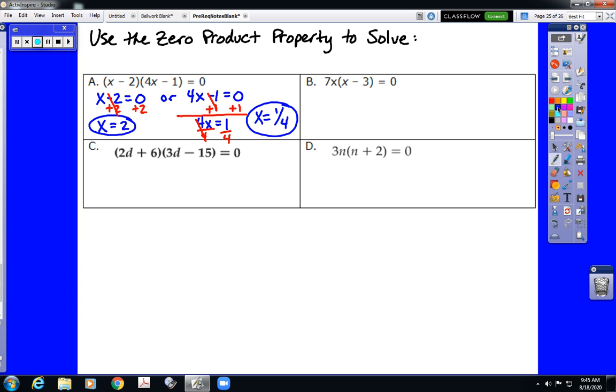Okay? Same idea on the others. We would set each term equal to 0, and then we would divide. So we'd get 0 and 3.